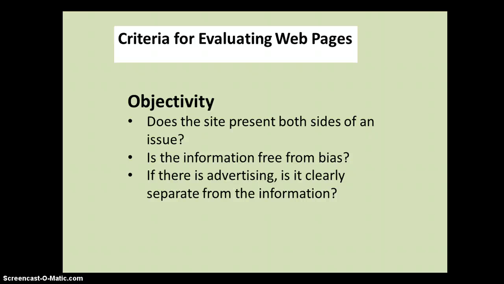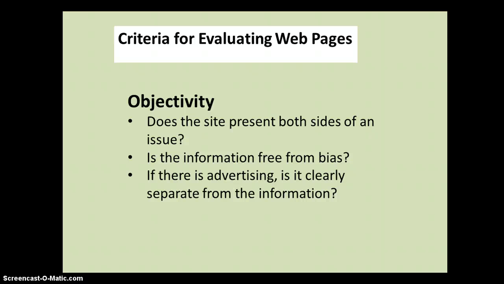Objectivity. A site should present both sides of an issue. Now, the time when it might not do that, some nonprofit organizations are supporting one side of an issue. For example, ethical treatment of animals or something like that. Their website might be biased in one direction, and that's fine. You still can get good information.